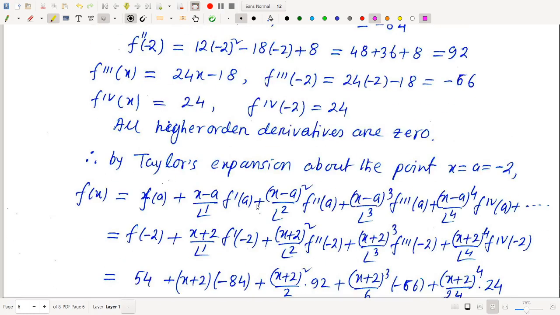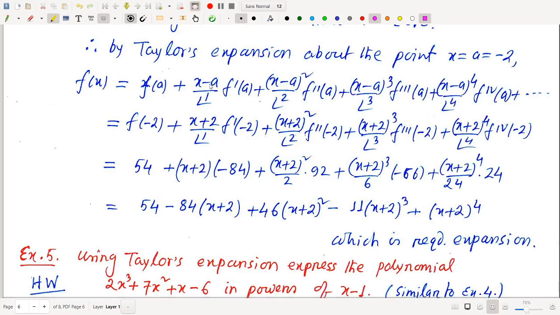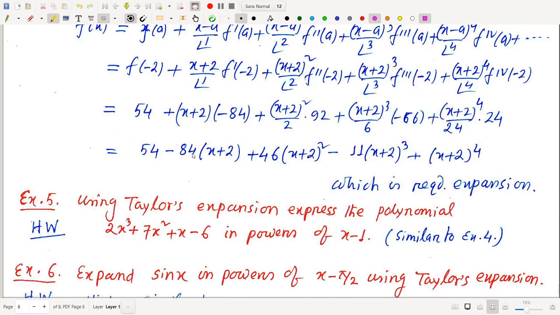Therefore by Taylor's expansion about the point x equal to a, here minus 2, we get f(x) equals f(a) plus (x minus a) by 1 factorial f'(a) plus (x minus a) square by 2 factorial f''(a), etc. Then replace x minus a by x plus 2 and a by minus 2. We have substituted up to the fourth derivative only, because from the fifth derivative onwards all derivatives are 0, being a polynomial. Finally, putting the values and simplifying, we get 54 minus 84 into (x plus 2) plus 46 into (x plus 2) square minus 11 into (x plus 2) cube plus (x plus 2) to the power 4. This is an expansion in powers of x plus 2, obtained by Taylor's expansion.